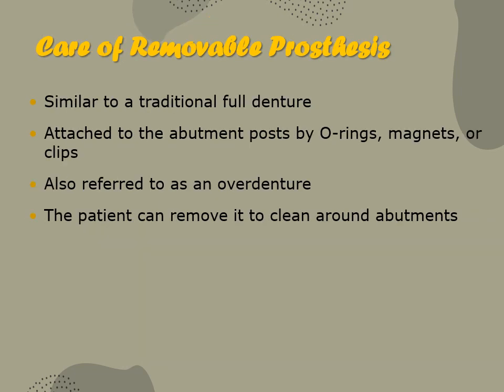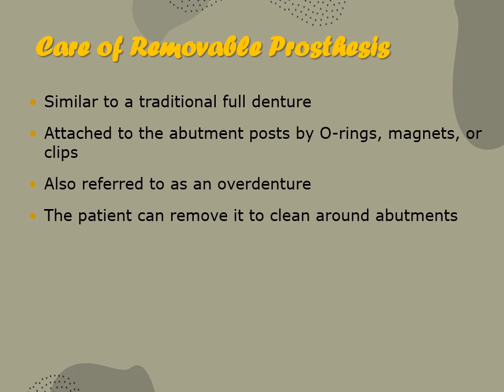Care of removable prosthesis, so similar to a traditional full denture. I've cleaned a lot of these where they take the whole denture out and they've got just the implants, and it clicks into the implants. They're held onto those abutment posts by O-rings, magnets, or clips. You'll see a picture of this on page 182 in your book. It's also referred to as an overdenture. That's a really weird textbook way to say it.